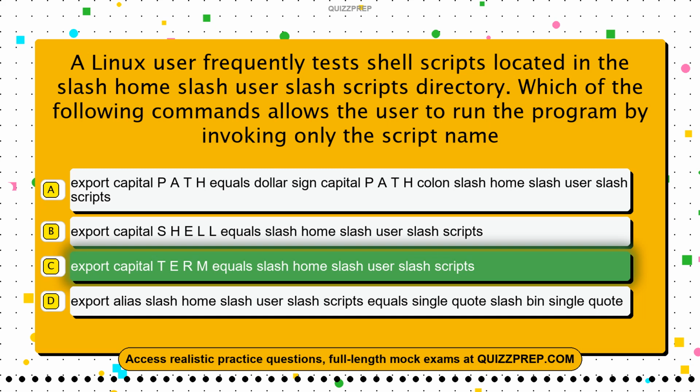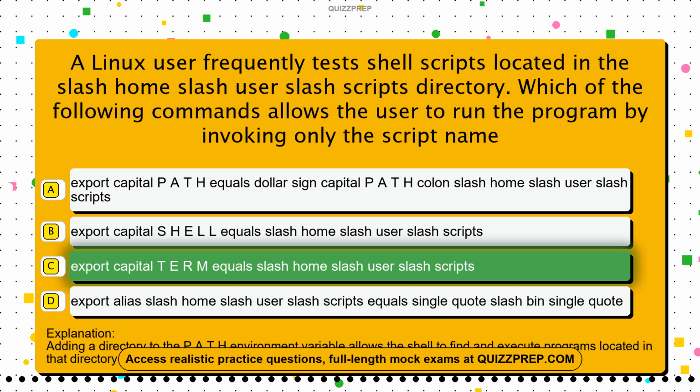The correct answer is option C, export $TERM equals /home/user/scripts. Adding a directory to the PATH environment variable allows the shell to find and execute programs located in that directory without the full path. Question 50.